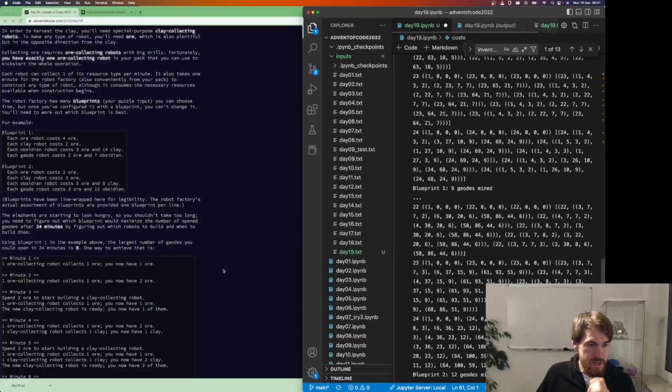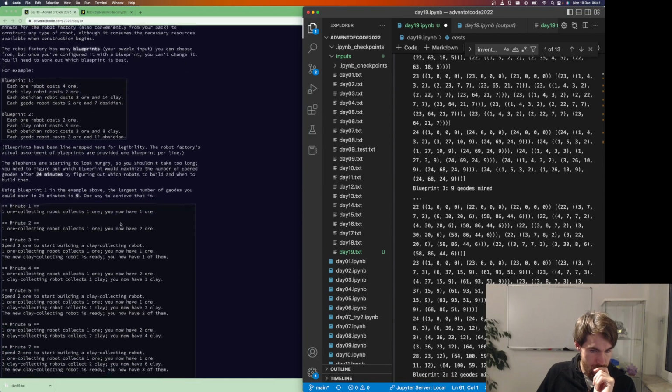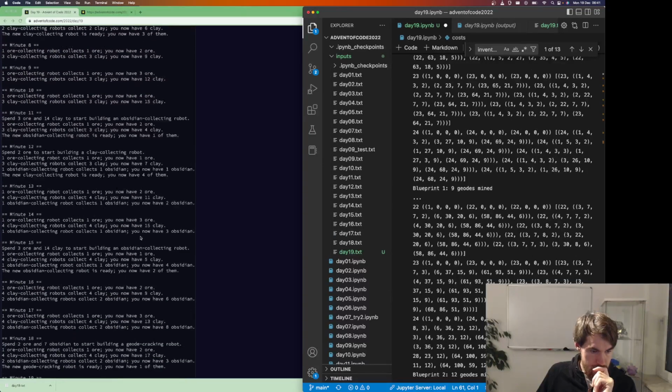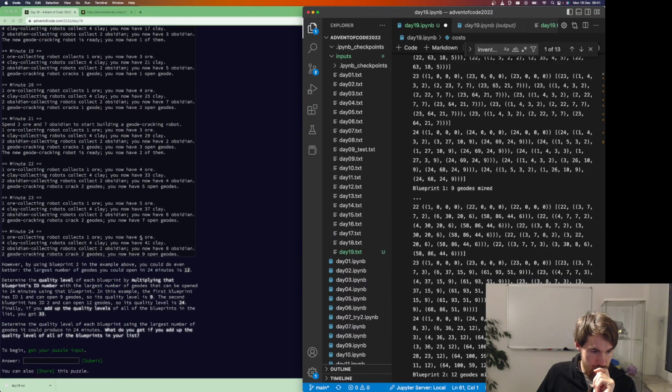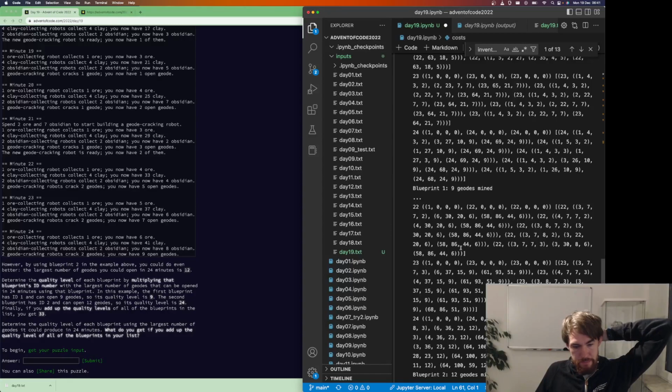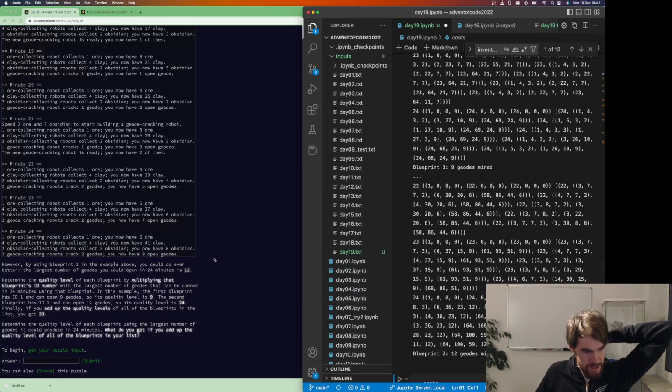Okay, so we got 9 geodes mined for the first one and 24 for the second one, right? Better. Here, 12 geodes mined, all right. Determine the quality level of each blueprint by multiplying the blueprint ID number with the largest number of geodes that can be opened.